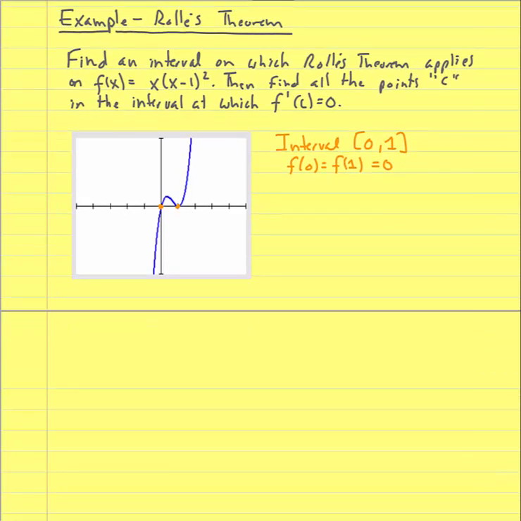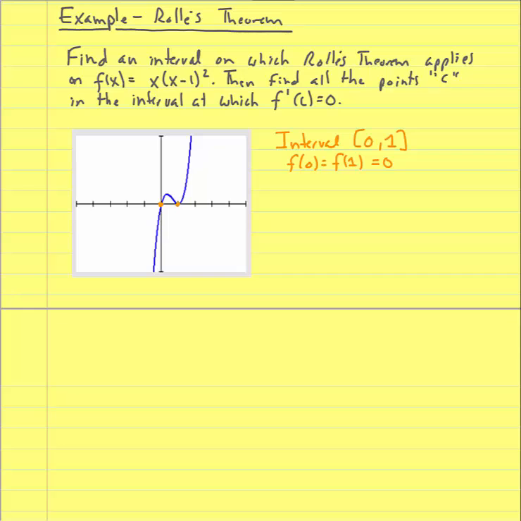Now what I want to do is find the value of c guaranteed by Rolle's theorem. And it kind of looks like to me it's going to be right here where I have that horizontal tangent line. f prime of c equals 0. So I'm trying to find this value of c right here. So this is the value of c guaranteed by Rolle's theorem, and I want to figure out where that is. So we need to find where the derivative is equal to 0.